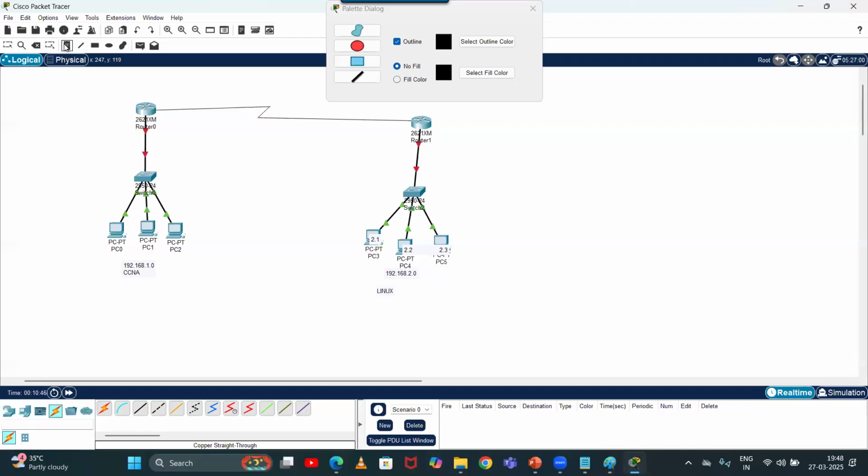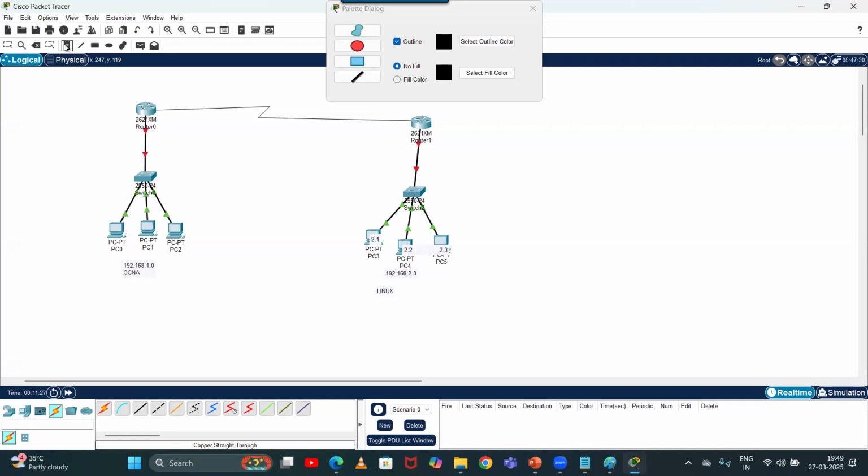Now router to switch, switch to PCs are connected, and from source side to destination side, router to router is connected. On the destination side also, in my second router, the router is connected to a switch, and the switch is connected to PCs. So all are connected with each other. Then it is called internetwork, interconnection between two or more different networks. CCNA department is one network and Linux department is another network. Now we give the physical connection between these networks. Then it is called internetworking, internetwork.